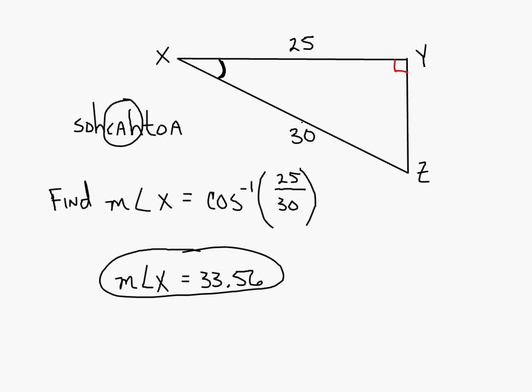If you had to find angle Z, you would subtract 33.56 from 90. If you had to find side YX or Y to Z, you could use sine, cosine, or tangent, or you can use the Pythagorean theorem. Okay? Anybody have any questions?